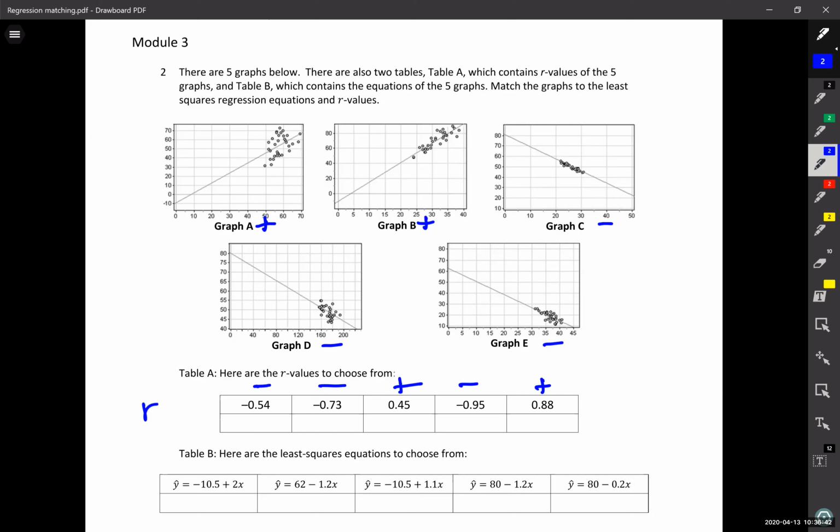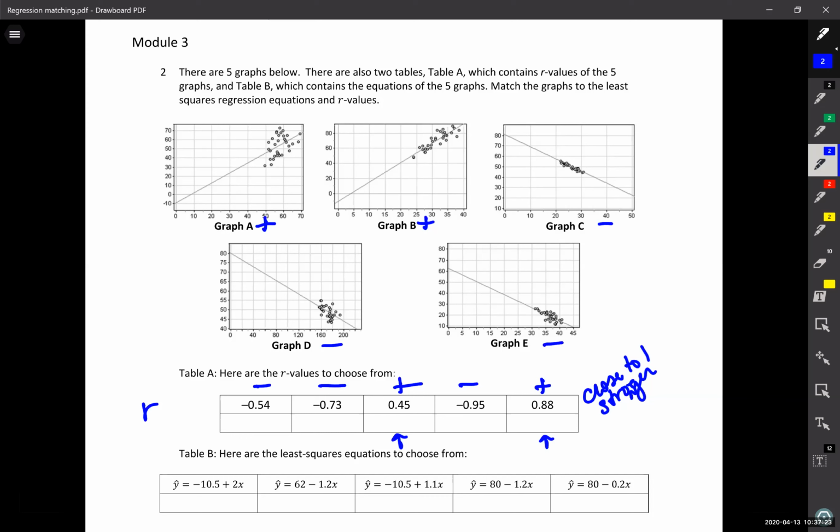I don't want to use that underline because the underline looks suspiciously like a negative. I'll just do little arrows. Those 2 right there are the 2 positives, and one of them is 0.88, which is pretty close to 1. I'll just put that right here. Close to 1, which is telling me that it is stronger than 0.45, which is in the middle. It's not super close to 0, but it's not close to 1 either. So this one, close to 1, means it's going to be stronger.